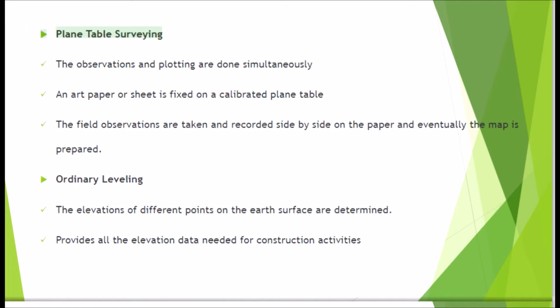Plane table surveying. The observations and plotting are done simultaneously. An art paper or sheet is fixed on a calibrated plane table. The field observations are taken and recorded side by side on the paper, and eventually the map is prepared. Ordinary leveling. The elevations of different points on the Earth's surface are determined. It provides all the elevation data needed for construction activities.